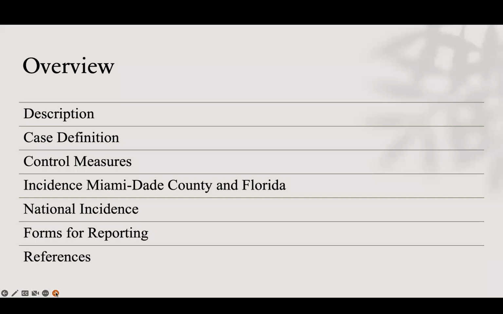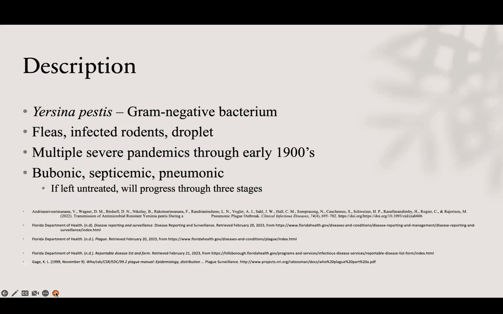Before we get started, just a quick overview of what I'm going to cover. I'm going to start off with the description of what plague is and give a little insight. Then I'll move to the case definition and how that's defined, as well as some of the control measures. And then I'll get into the incidence of plague in Miami-Dade County in the state of Florida, followed by the national incidents, and the last section will be for the forms on plague reporting.